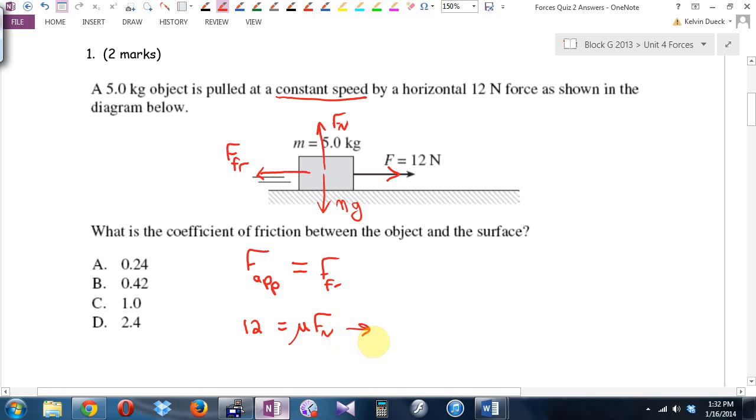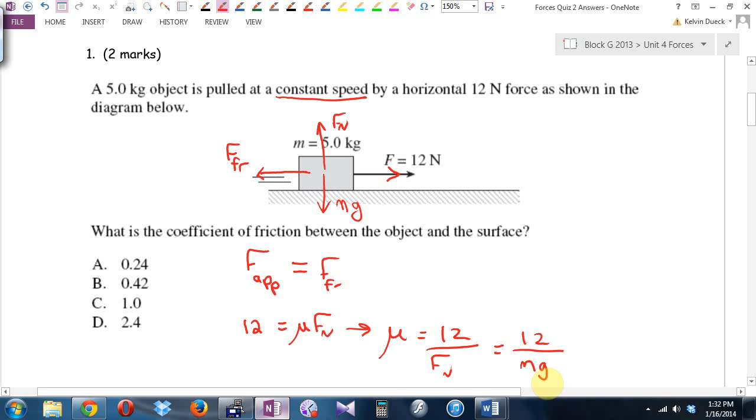And in this question, you know what they're asking me to find? What's mu? They're asking me to find the coefficient of friction, which I guess is going to be 12 divided by the normal force. I don't know the normal force. Oh, but look, I know another force the same size as the normal force. It's going to be 12 divided by mg.